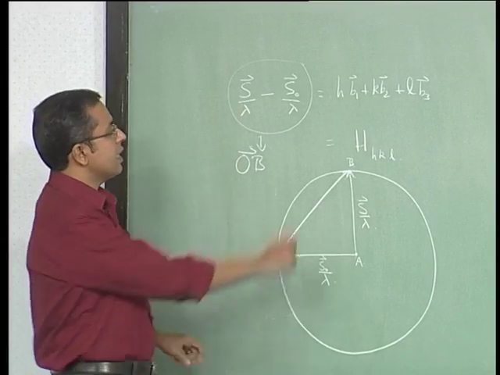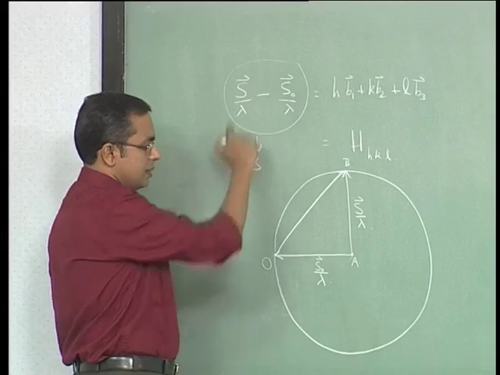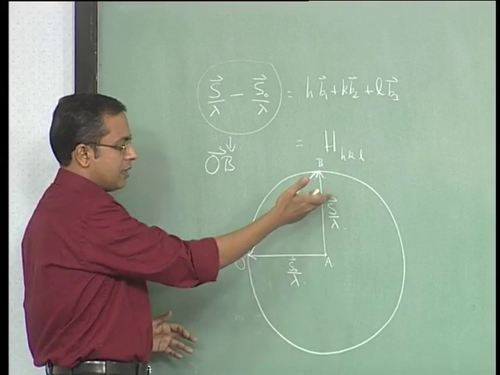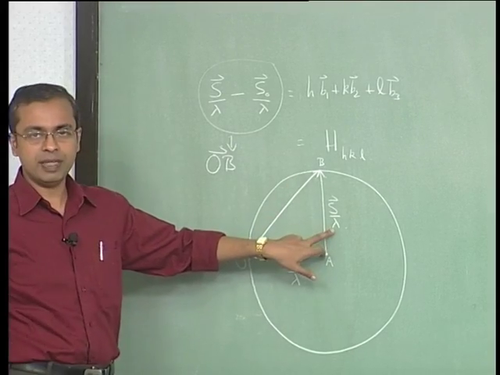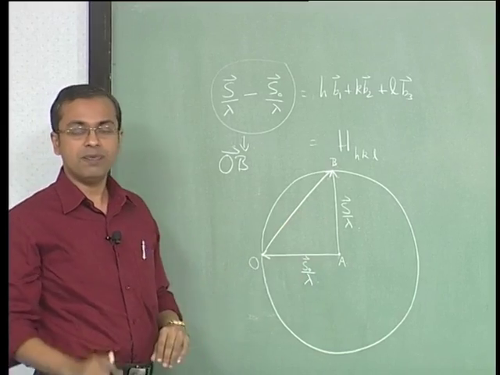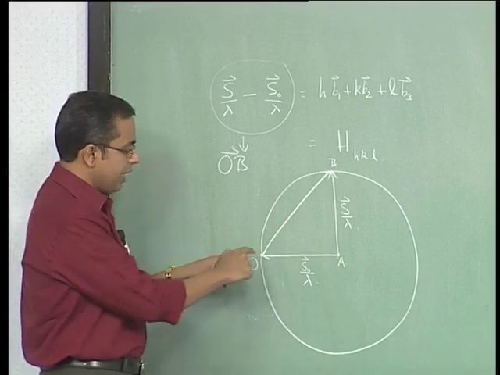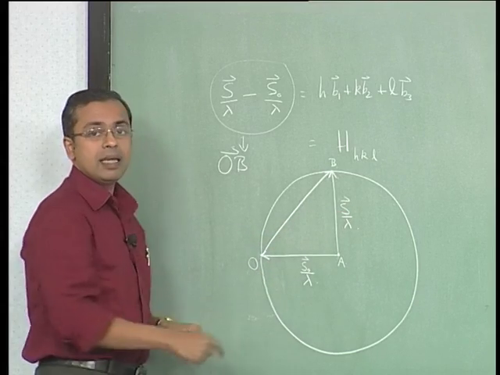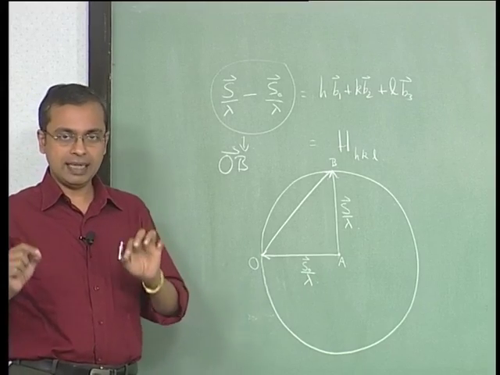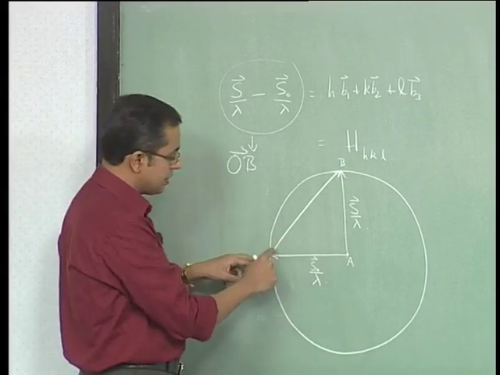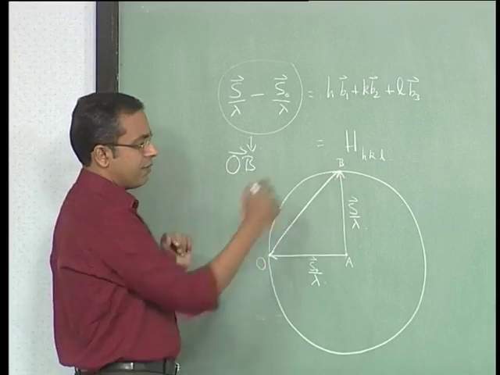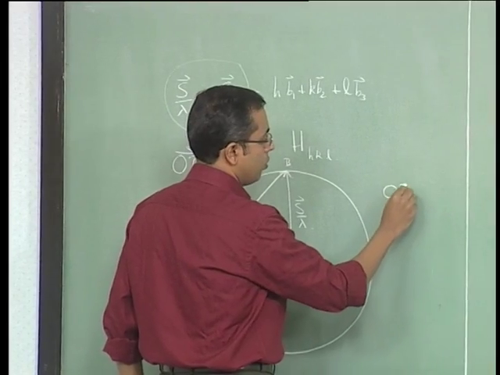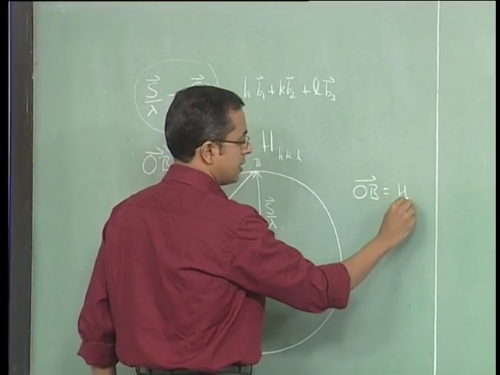We are saying that this set of conditions, this incident beam direction with this wavelength and this diffracted beam direction with the same wavelength, will result in diffraction if the difference S by lambda minus S naught by lambda is equal to a valid reciprocal lattice vector. So that difference is now this vector OB. Therefore we are basically saying diffraction occurs when OB equals HHKL.